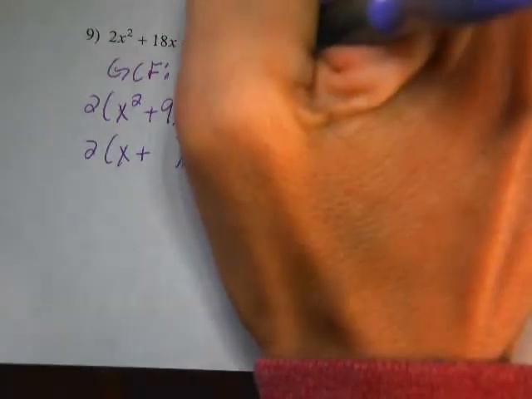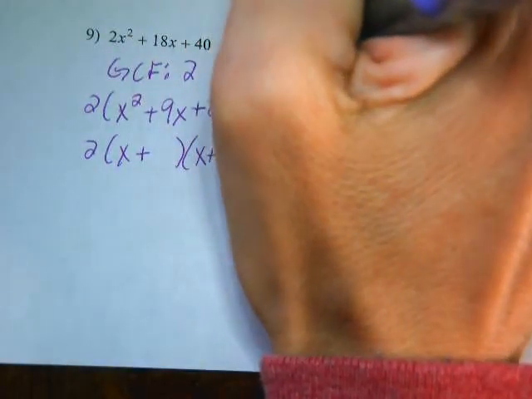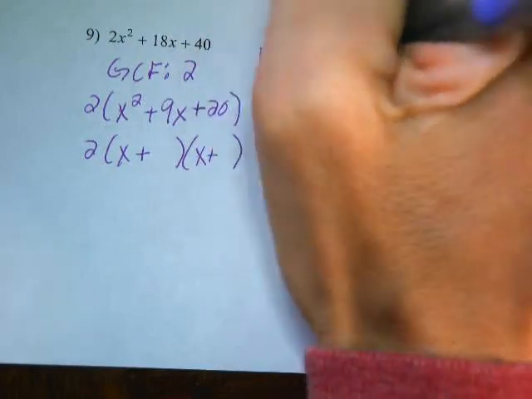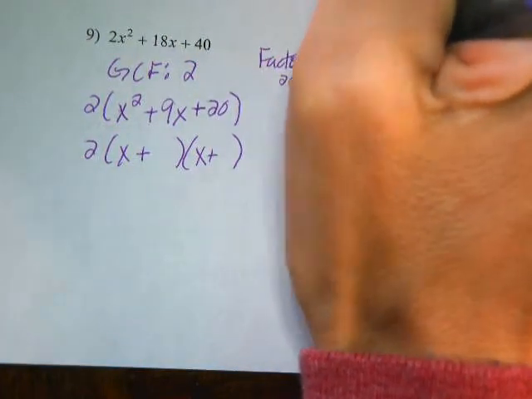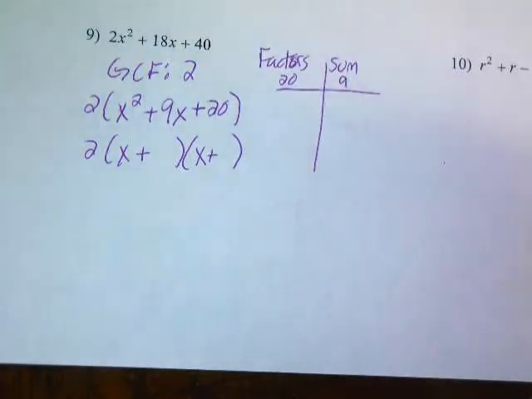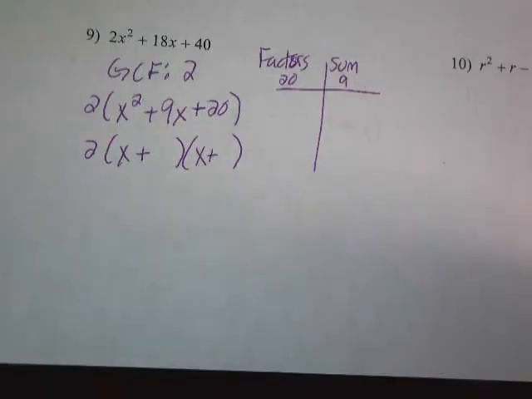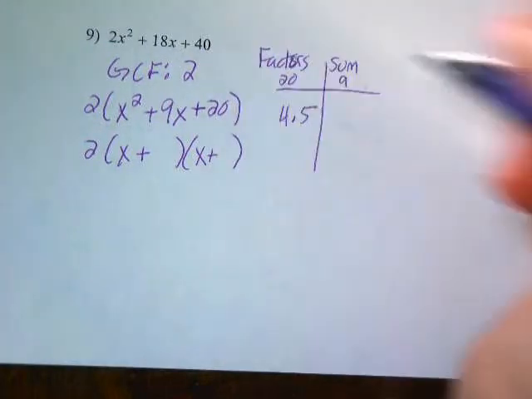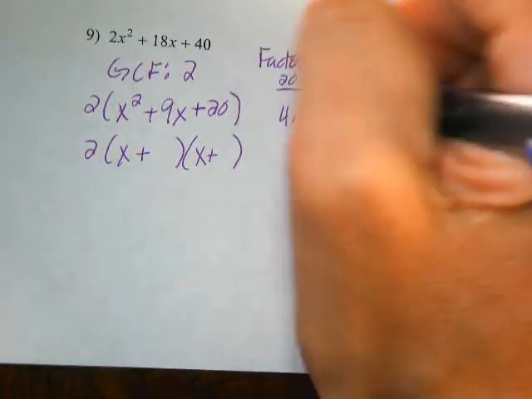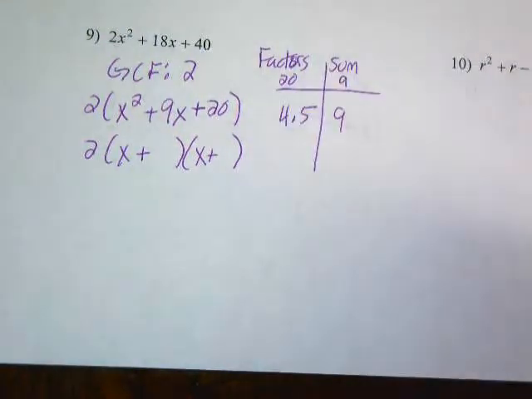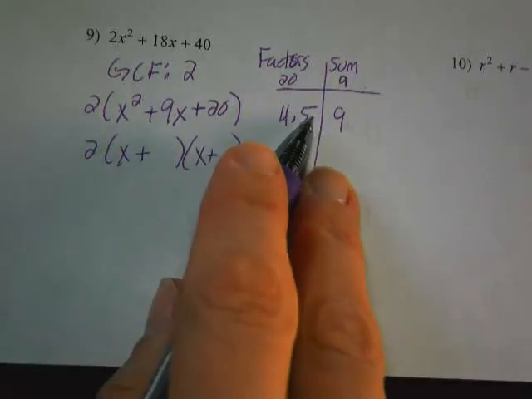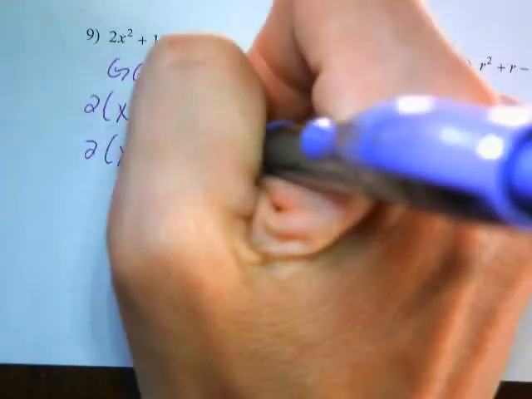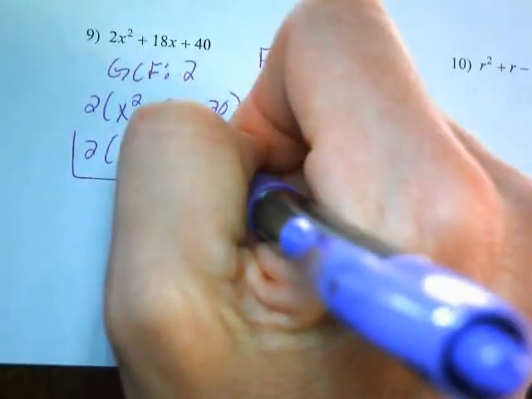So factors of 20 with a sum of 9. I could do 1 and 20, or 2 and 10, also not going to give me 9. 4 times 5 gives me 20. 4 plus 5 gives me 9. So I've got a 4 and a 5. Just stick the 4 on one side and the 5 on the other.